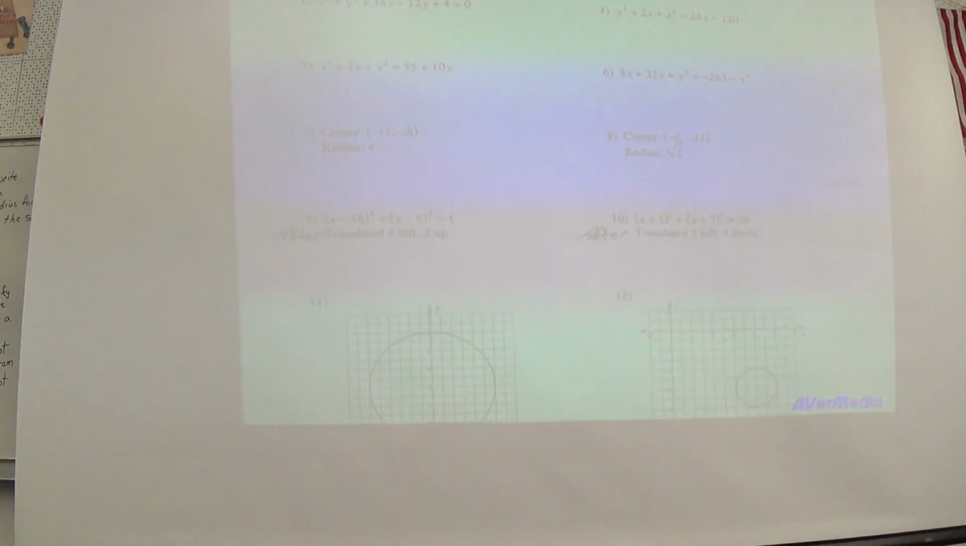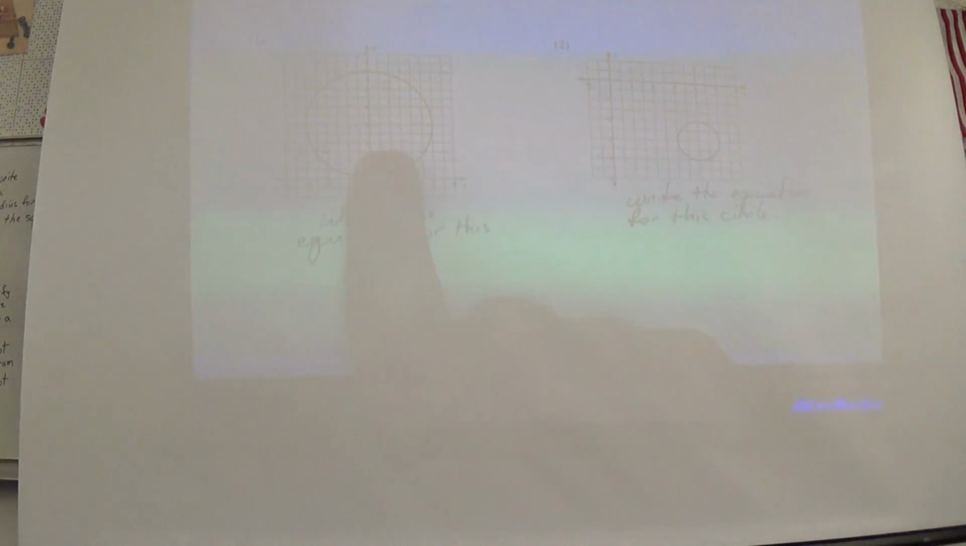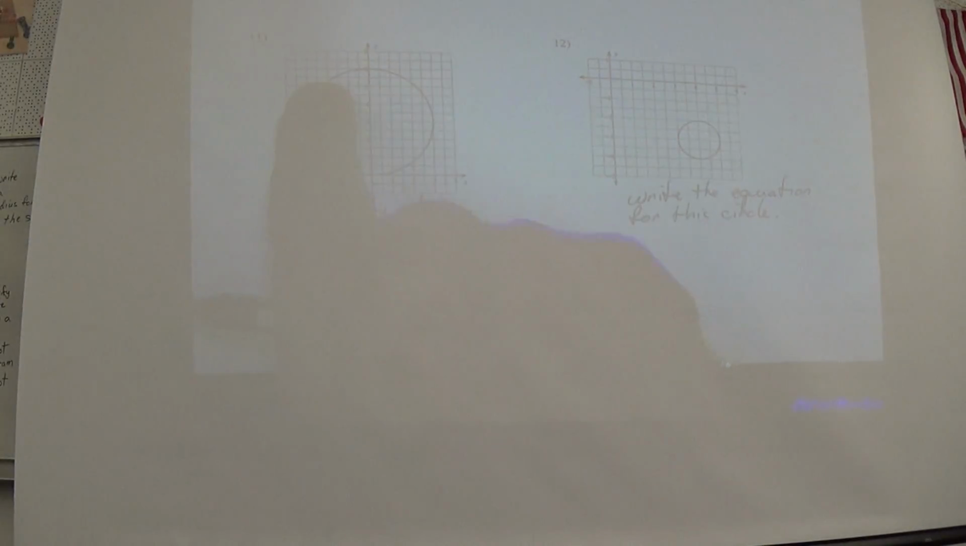And if you look at the bottom two, you have a circle in both cases. They don't show you where the center is, but you've got to find it. It's in the middle. Find the middle. That's where the center of the circle is. Find the radius. Once you find the center, you find the radius, then write the equation of the circle.